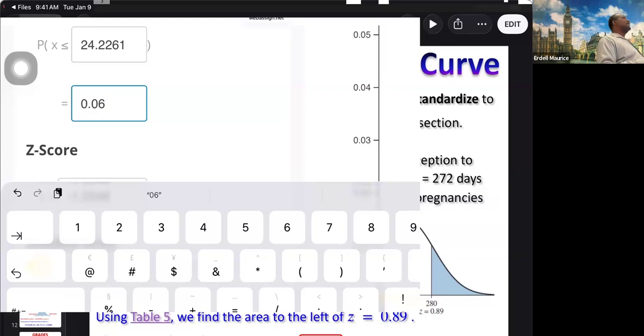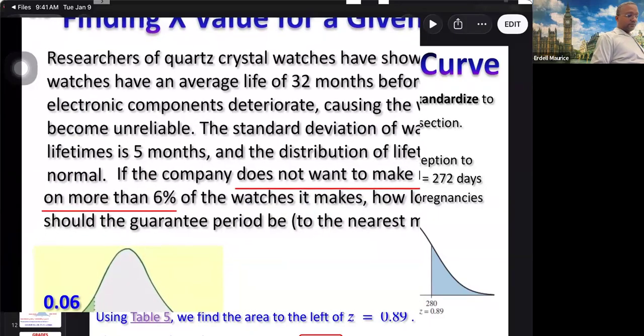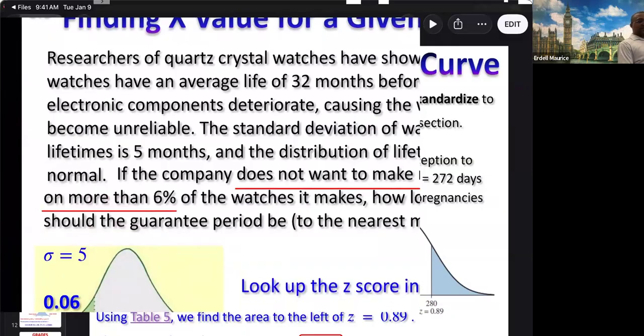But this is why they did the math. They had a probability. Most companies like 5%, 4%. And then once they go past that mark, that's when the warranty ends. And so the number we're looking for is 24 months. So they put the information in onto SALT, 32 months, sigma is 5, and you put in a probability or proportion of 0.06, and then you read the value off.